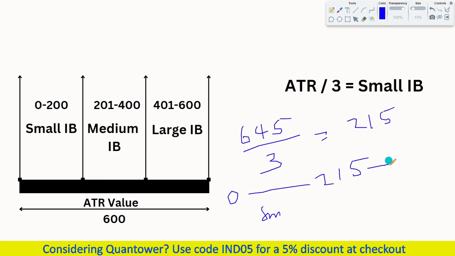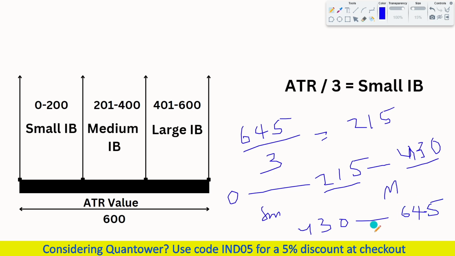Okay, now 215, 215 to 430. So how did I get this value 430? Again, 215 plus 215, you can do it like this. So in between 215 to 430 I will consider it as medium IB, and from 430 to almost 645, till 645 I will consider as large IB.